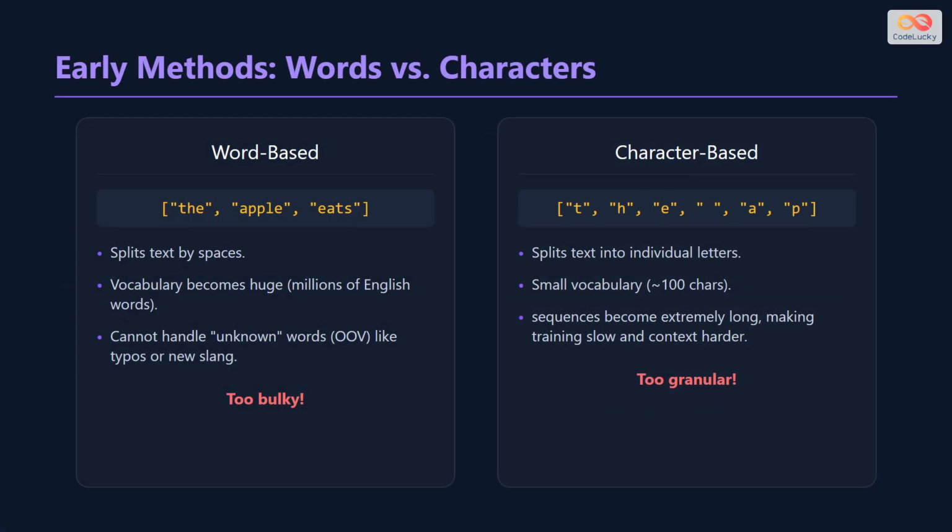Before we got to modern AI, we tried two simple approaches. First, we tried splitting by words. The problem is, English has hundreds of thousands of words, and if someone makes a typo, the computer gets confused. The vocabulary is just too big. On the other extreme, we tried splitting by individual characters. This keeps the vocabulary small, but it means a simple sentence becomes a huge list of letters, making it very hard for the model to understand the meaning or context.